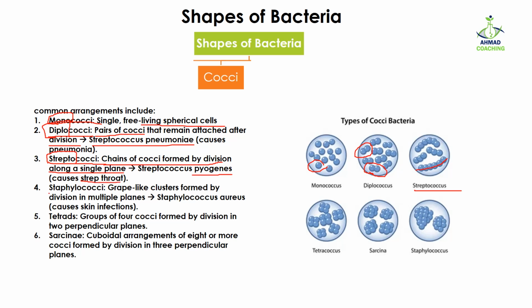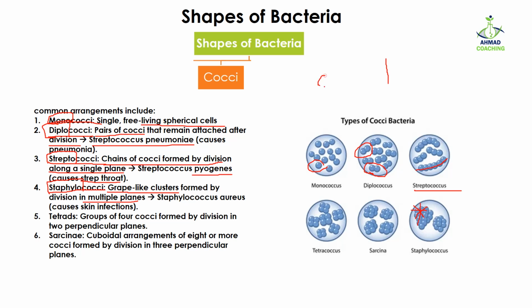Then comes another arrangement which is known as staphylococcus. Here the word staphylon means cluster. So when the cocci are present in the form of a cluster, they are known as staphylococci. They are just like grapes or clusters of grapes formed by division in multiple planes. So instead of one plane division, they are dividing in multiple planes like this. So they are adding cells in 3 dimensions.